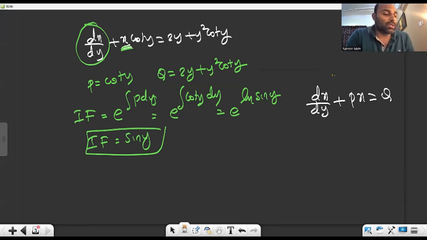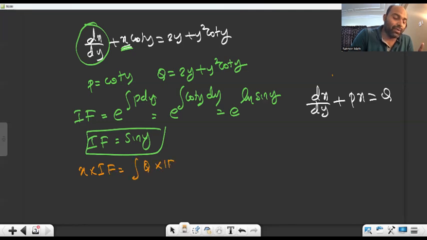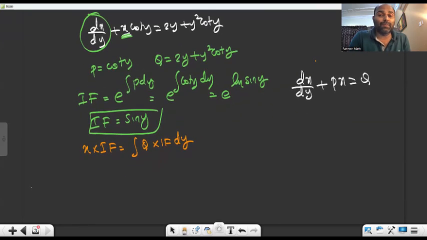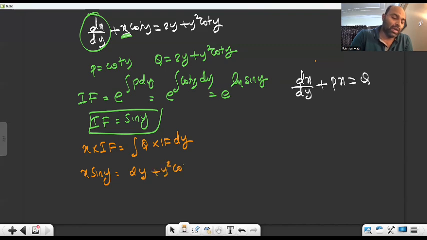So I hope everyone understood this. Now, not y into IF. Previously we wrote y into IF. Here it's not like that. x into IF equal to integral q into IF dy. Wherever y is there, we change it to x, and x we change it to y, like that only. What is IF? sin y. Q is what? 2y plus y square cot y, into sin y.